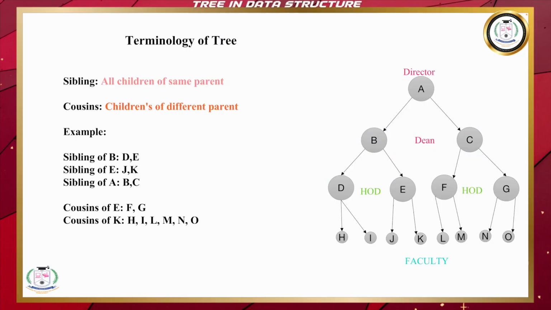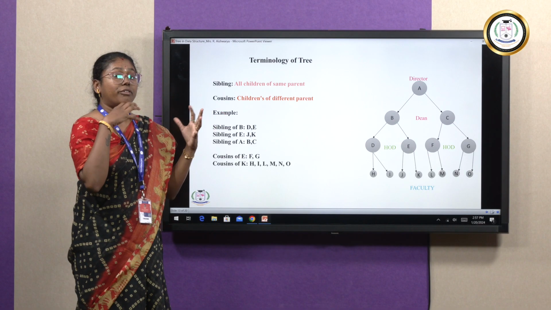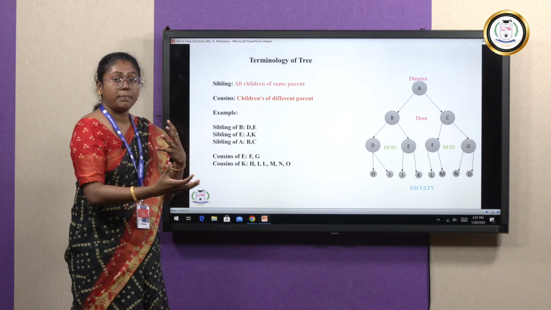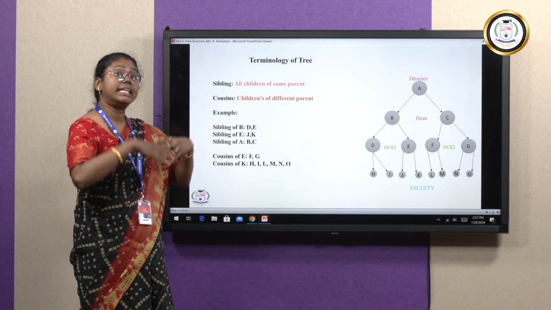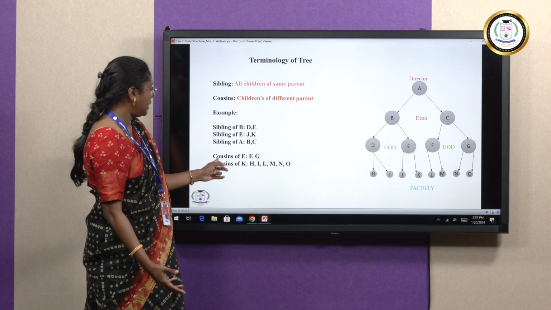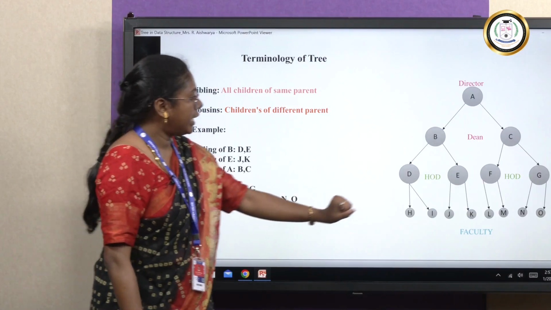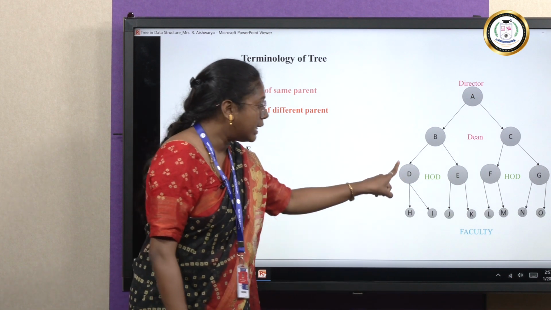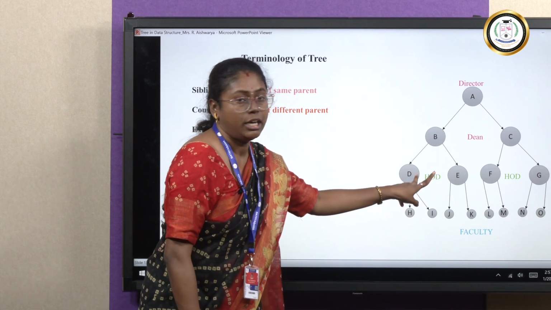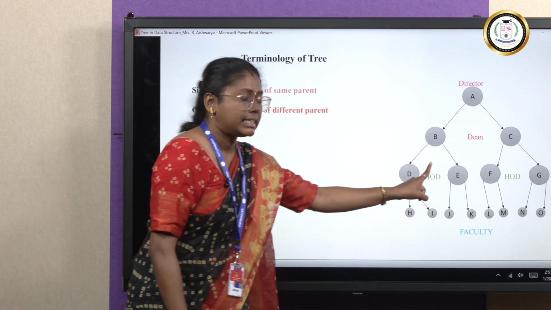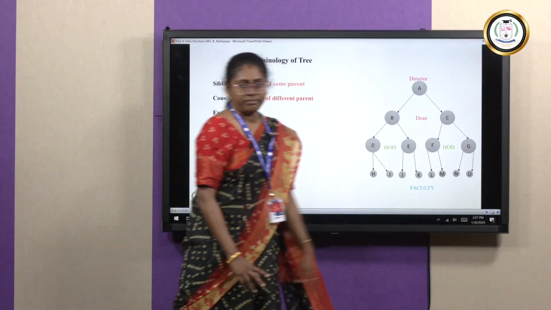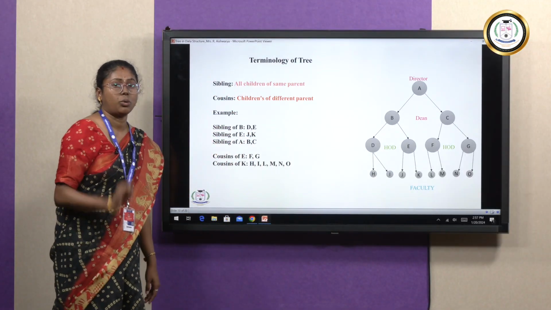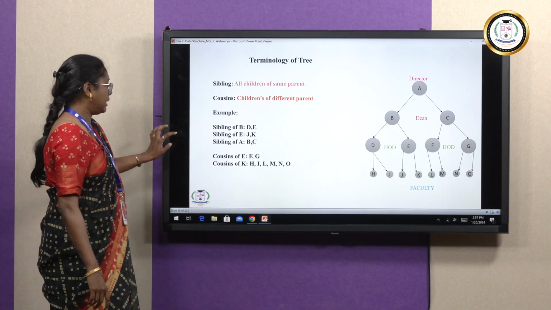So next one, cousins. What are the cousins? Cousins are people of the same generation who come from different parents. For example, the cousins of E. If I am taking the cousins of E, I cannot say D, because D and E are both siblings. So for E, the cousins are F and G. So this is how you have to find out the siblings and the cousins.